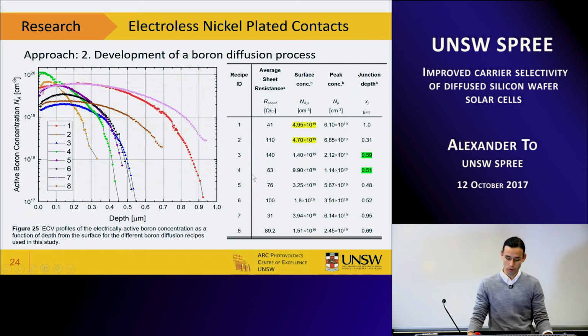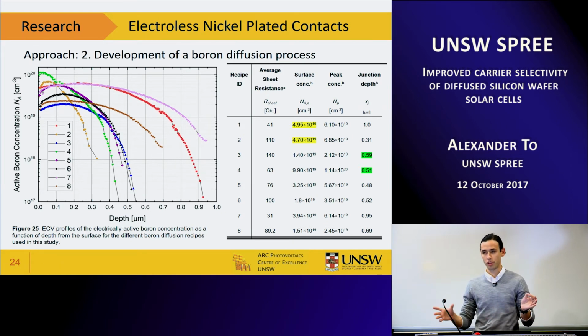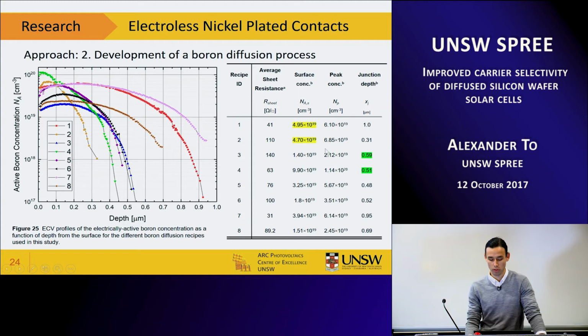This next thing was a boron diffusion process to develop that. So this is just the results at the end, and it's a pretty messy graph because there are a lot of different profiles which overlap. But what I was essentially trying to do was have similar surface concentrations for different depths, or different depths for the same surface concentrations. I just want to point out, for instance, profiles 1 and 2 have very similar surface concentrations but drastically different depths. Similarly, profiles 3 and 4 have similar depths but drastically different surface concentrations. And similar things can be said for 5 and 7 and 6 and 8.